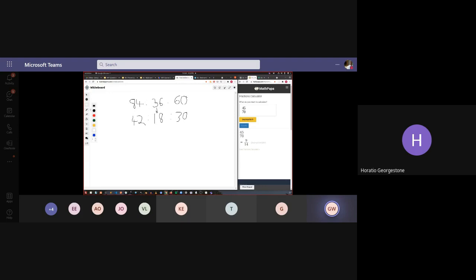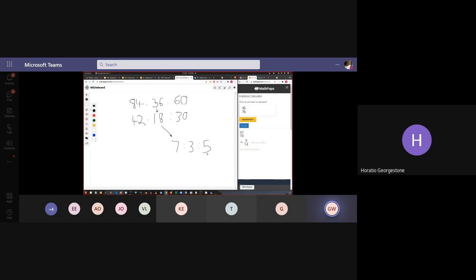And you go, okay, let's look for another factor they all have in common. Now, you could divide them all by 2 again because they're all even. But if you know your times tables, you might spot that they're all in the 6 times table. And therefore, we could just divide them all by 6. So 42 is 7 times 6, 18 is 3 times 6, and 30 is 5 times 6. So we get 7 to 3 to 5.